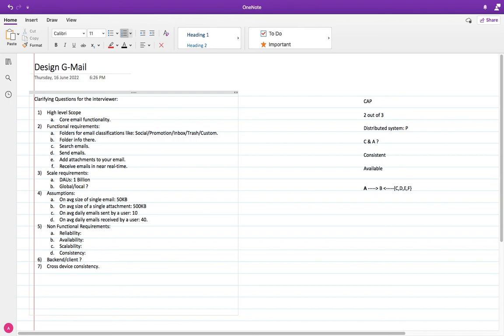So we have covered at a very high level these 7 baskets where I usually ask clarifying questions of the interviewer. These baskets are clarifying the high level scope, clarifying the functional requirements, clarifying the scale requirements, clarifying the assumptions regarding the scale, clarifying the non-functional requirements, backend versus client, and cross-device consistency.